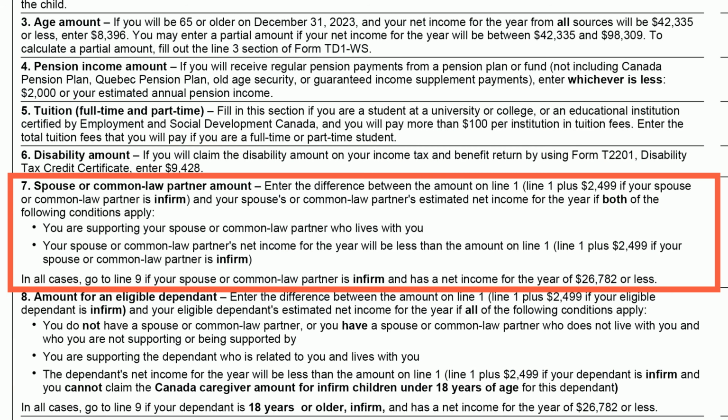If your spouse is not infirm, take the amount that you entered on line 1 of your TD1 form and subtract your spouse's estimated net income for the year. If your spouse is infirm, take the amount you entered on line 1 of your TD1 form, add $2,499, then subtract your spouse's estimated net income for the year. For a bit of clarity, having an infirm spouse means that they have an impairment in physical or mental functions and will likely continue to be dependent on others for an indefinite amount of time.